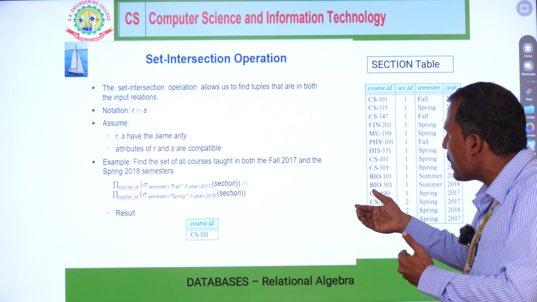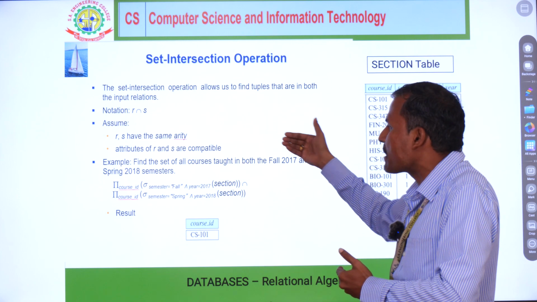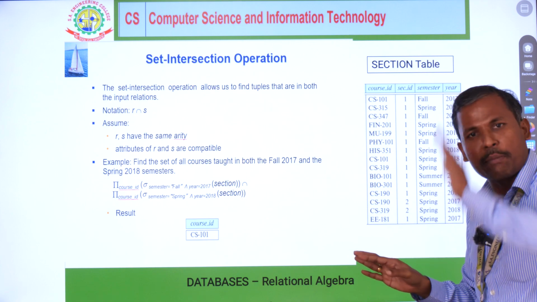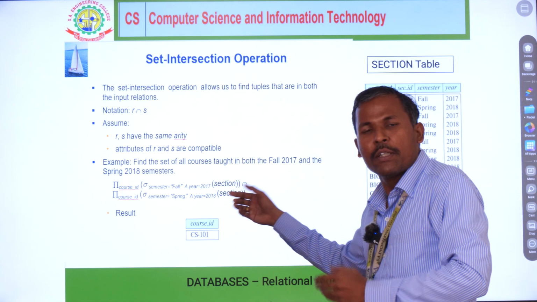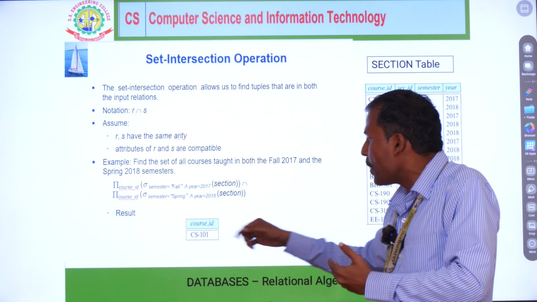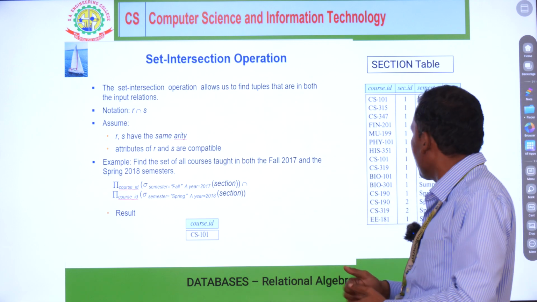List out the courses taught in both fall 2017 and spring 2018 semesters. I just want the common courses that were taught in both the semesters. The only thing is, instead of union you have intersection, because you have to retrieve the common courses. The only common course is CS 101, which is taught in both the semesters.